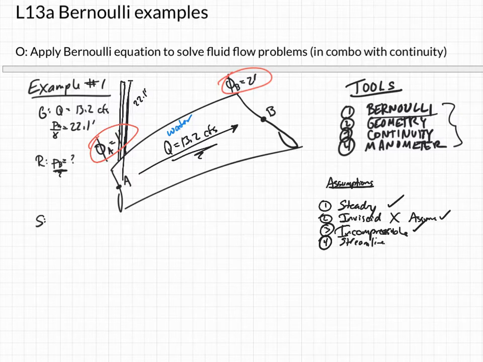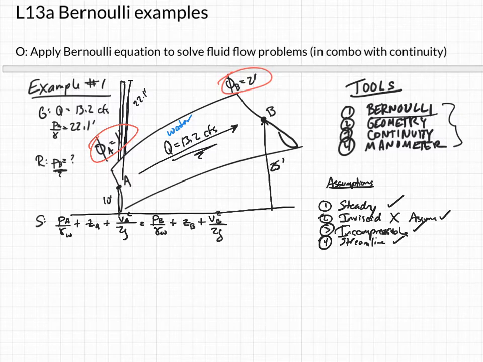Well, it kind of depends. If you choose A and B, they're both in the middle of the pipe, so we can go ahead and assume they're along a streamline. So we're going to choose A and B and use Bernoulli: PA over gamma water plus ZA plus VA squared on 2g equals PB on gamma water plus ZB plus VB squared on 2g. Gamma water, since that's the fluid we're working with.